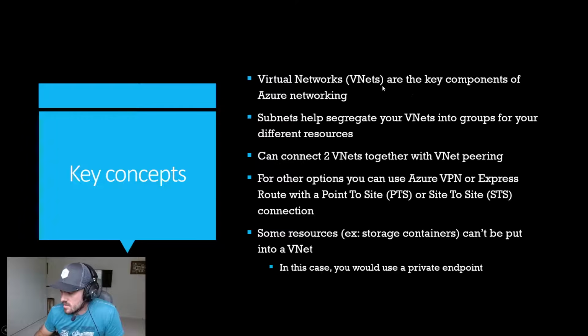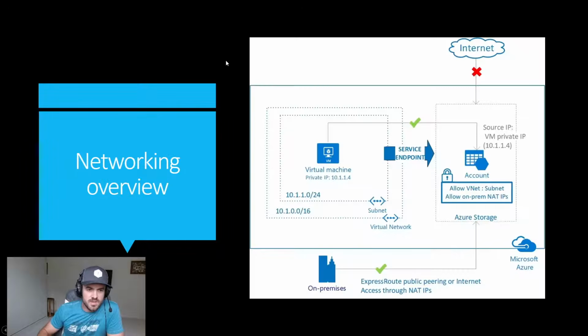So VNets are going to be the key component of Azure Networking. Subnets are going to help segregate your VNets into different groups so you can easily separate your different resources. You can connect two different VNets together with VNet peering. For other options, you can use Azure VPN or ExpressRoute with a point-to-site or site-to-site connection. We'll get into that here in a second. And then some resources like storage containers can't actually be put into a VNet. In that case, you'd need an endpoint, usually a private endpoint. We'll also get into that shortly, okay?